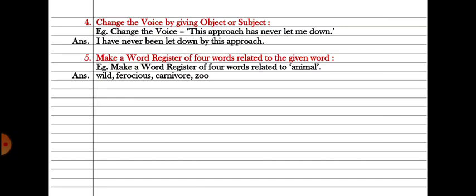Now, when we talk about voices, we know of 2 types: active voice and passive voice. In active voice, the thing or person performing the action is the subject of the sentence, and the thing or person affected by the action is the object. For example, The professor teaches the students.